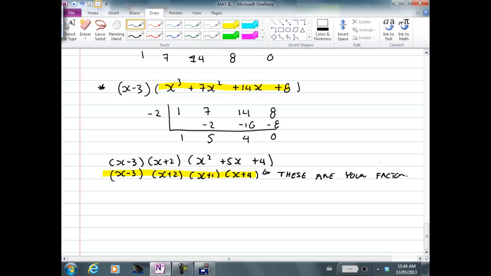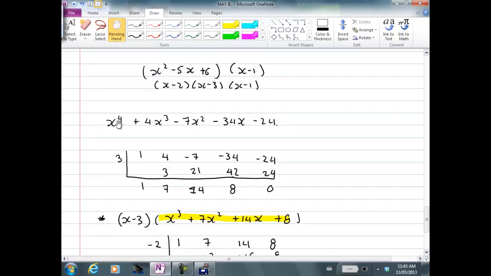In grade 10, you were only taught how to factor quadratics. Now you can factor any level you like. And this is why you need to know the factor theorem. I'm going to pause it.